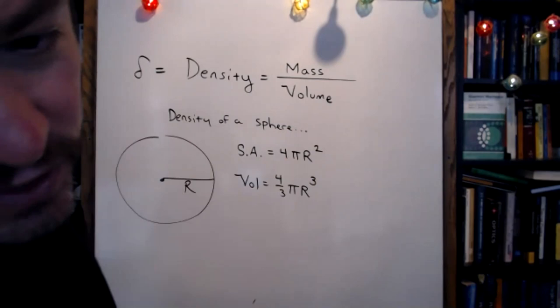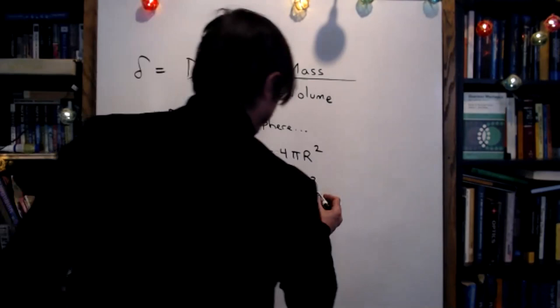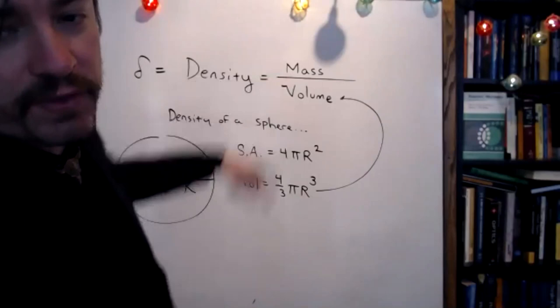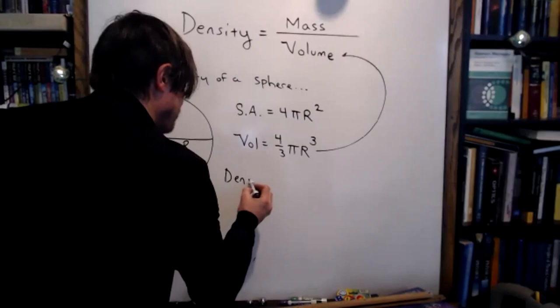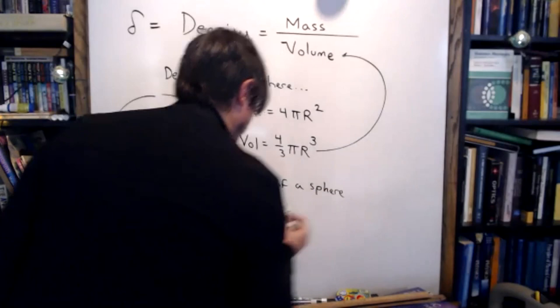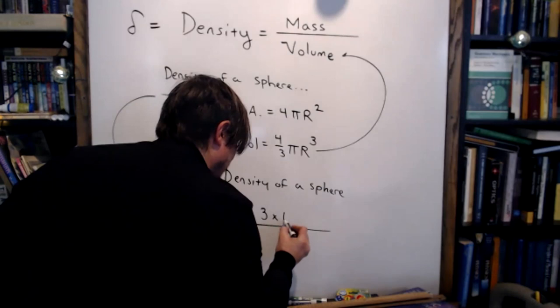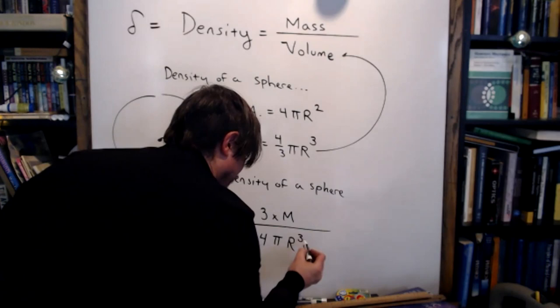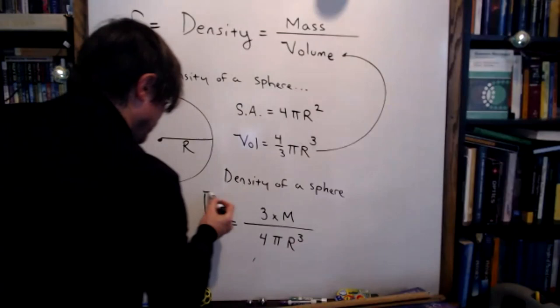We're going to plug the volume into the formula for density. And the 4/3 on the bottom will flip a 3 up on top. And we get a formula for the density of a sphere. The density of a sphere is 3 times the mass of the sphere over 4 pi r cubed. That's a key formula that you're going to need many times on your final exam.